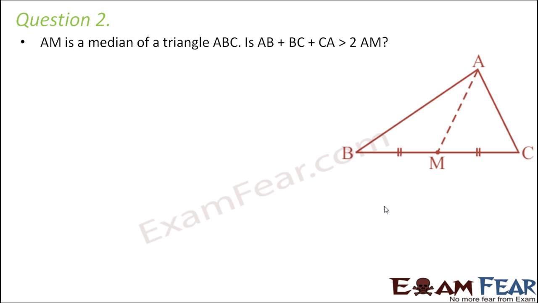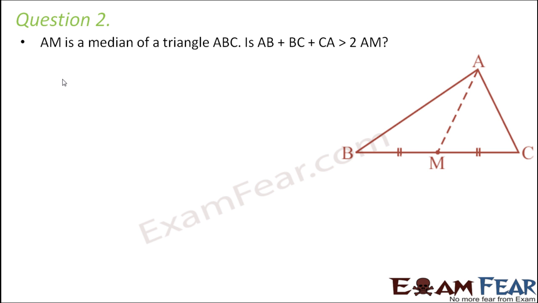AM is the median of a triangle ABC. So we have to tell, is AB plus BC plus CA, that is sum of the three sides, greater than 2AM? So sum of the three sides greater than twice the length of the median. Is this true or not? So let us try to prove whether it is true or false.